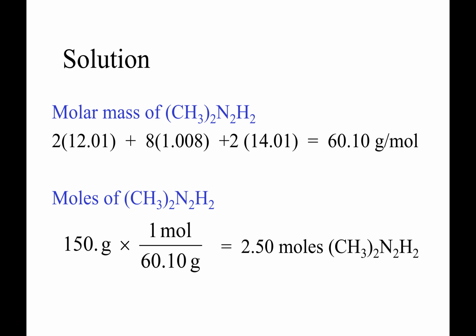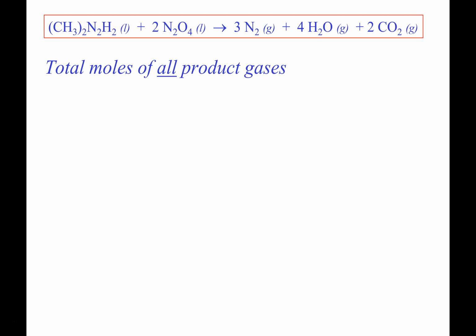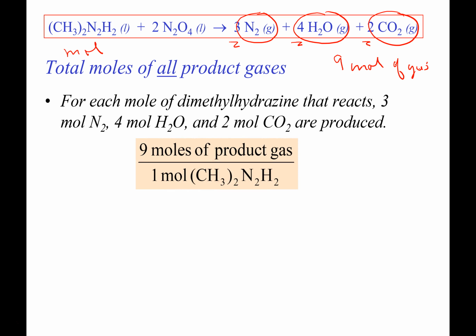Okay, so the catch here is what you told me, that these are all gases. So we know this number of moles is going to form 2 plus 4 plus 3. If you add those together, you get 9 moles of gases produced for every 1 mole of dimethylhydrazine. So you have just created a wonderful ratio we can use as a conversion factor.